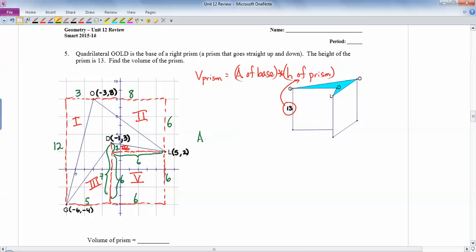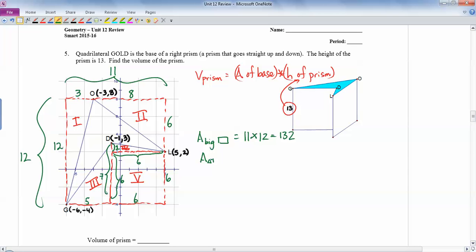So the area of the big rectangle, and by that I mean this, which is 11, by this, which is 12. So that's going to be 11 times 12, 132. Okay, then we need the areas of all the individual pieces. So area of triangle 1. Well, that's 1/2 base times height, so 1/2 3 times 12, which is 18. And then we got area of triangle 2, which is 1/2 8 times 6. So that's half of 48, that's 24.